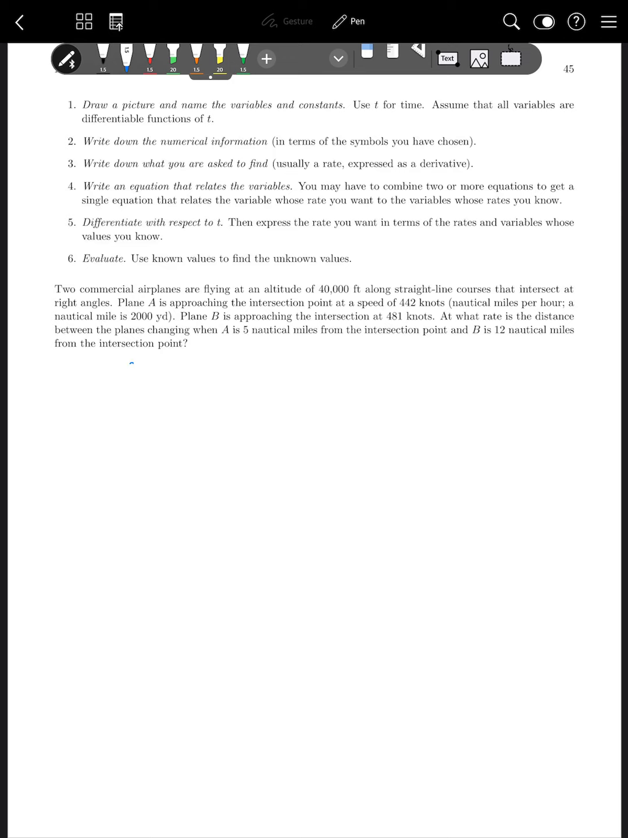Okay, so what you should notice here is that this makes a right triangle. So how are plane A and plane B related to each other? Well, one of the ways they're related to each other, and the speed that they're approaching each other, is through their distances, right?